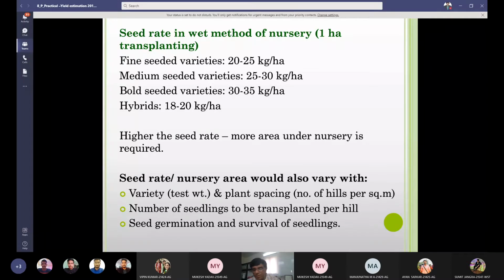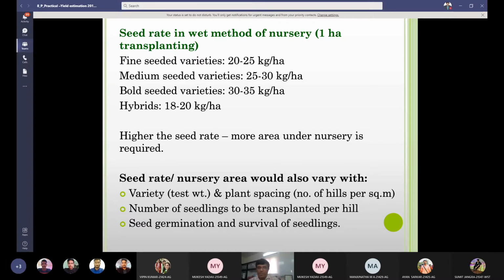Suppose you are having narrow spacing, 20 by 10, then you will need more seed than if you are having wide spacing, 25 by 25. So 25 by 25 spacing will require less seed rate for nursery than the narrow spacing. It's very clear. And also the number of hills per square meter. It depends upon plant spacing and number of seedlings to be transplanted per hill.